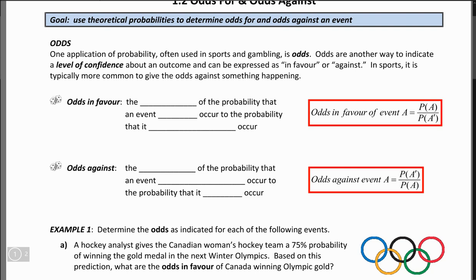Okay, so the odds in favor is a ratio. It's the ratio of the probability that an event will occur to the probability that it will not occur.